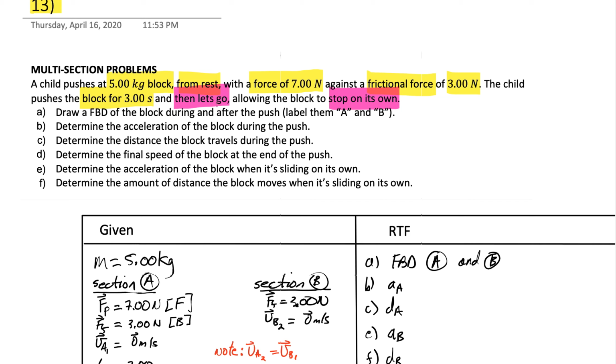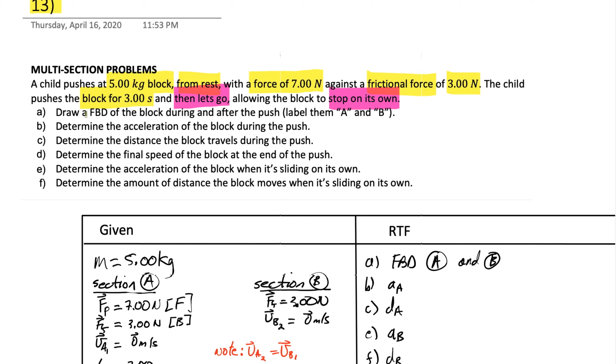What information does this give us? Well, we know that the beginning of our second section happens at the end of our first. And the same things are relevant. And that is, the velocity at the end of Section A is the same as the velocity at the beginning of Section B. And that helps tie things together. Therefore, in these multi-section problems, they are usually a combination of dynamics and kinematics.